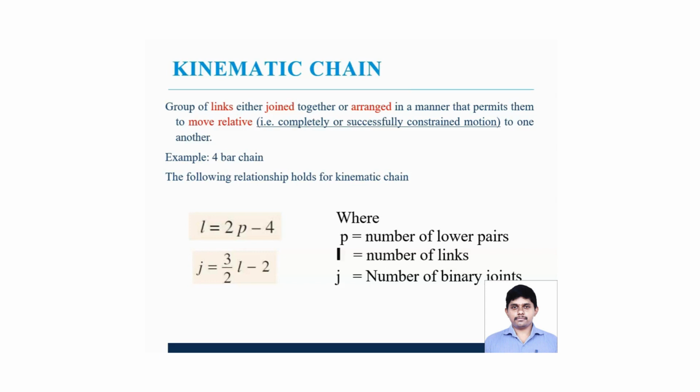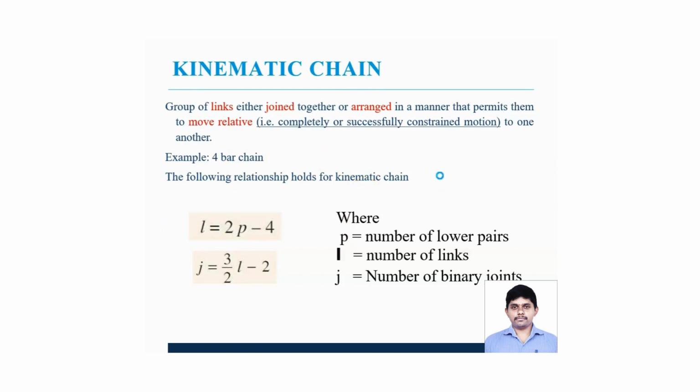We also know that a kinematic chain is nothing but a combination of many different kinds of kinematic pairs. So we use these relations to determine what kind of kinematic chain it is. Generally, the kinematic chain is classified into three different categories. Let us take here l is equal to 2p minus 4.